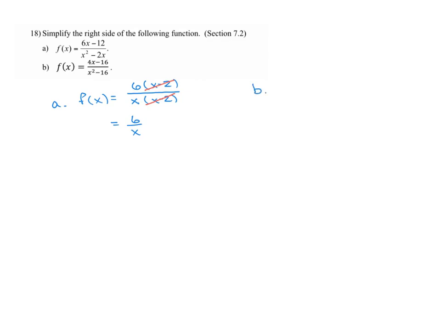For b, in the top we can factor out a 4. We are left with x minus 4. Forgot my f of x. So we factor out a 4, we are left with x minus 4 over, the denominator is difference of squares. We get x minus 4, x plus 4. We can cancel our common factors of x minus 4, and we are left with 4 over x plus 4. All right, that's 18.